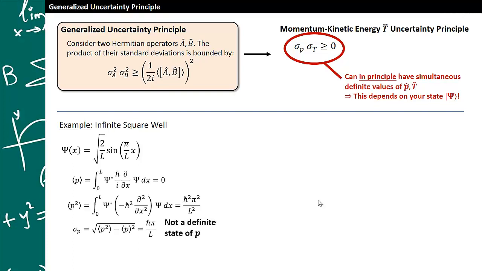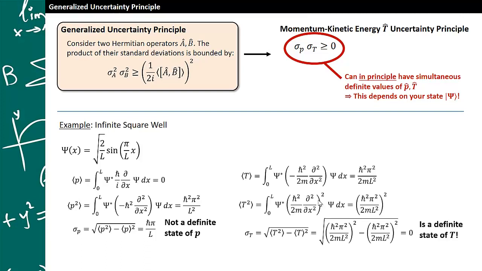In order to do that, we have to calculate the expectation value of the momentum and the expectation value of the momentum squared. The expectation value of the momentum is just 0 in this case. The expectation value of the momentum squared, however, is not 0. And so when you calculate the uncertainty in the momentum, which is the expectation value of p squared minus the expectation value of p all squared, and taking the square root of that, you find that it is non-zero, which tells you that you're not in a definite state of the momentum.